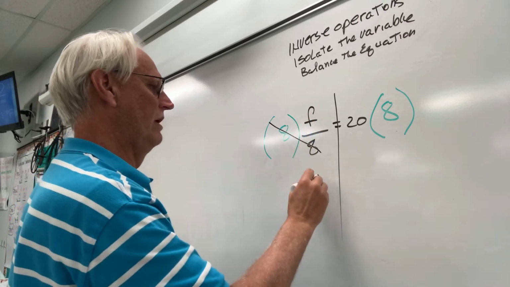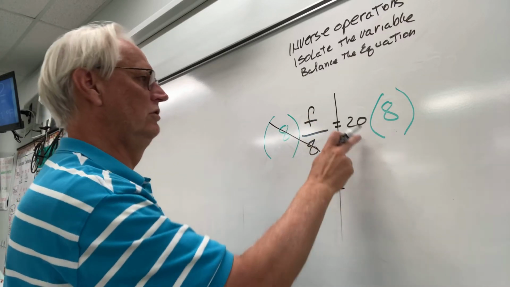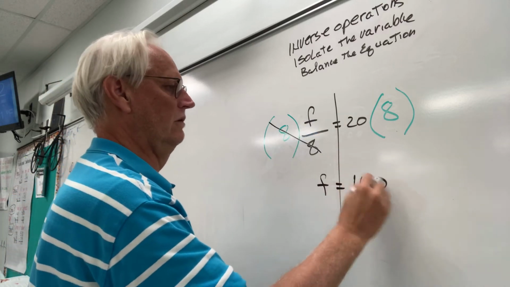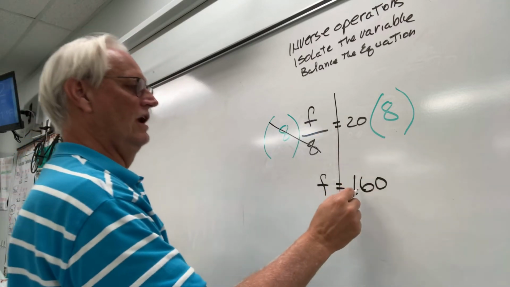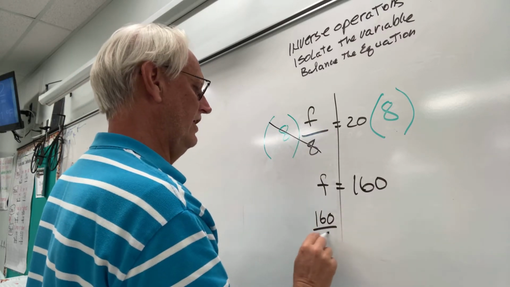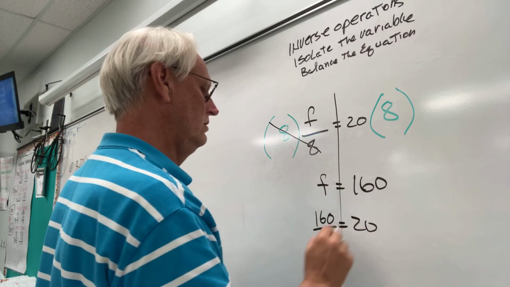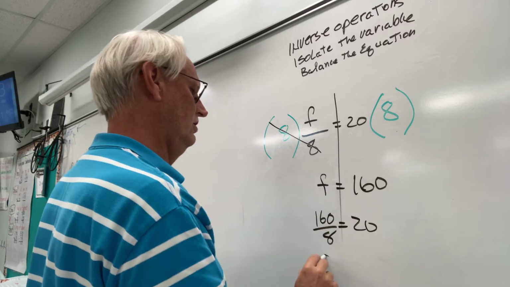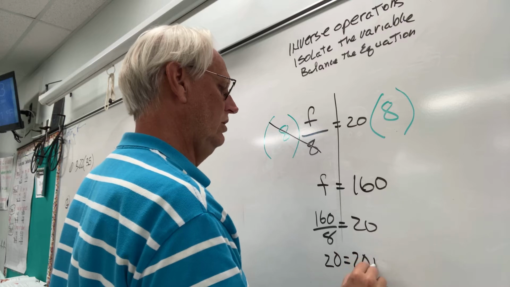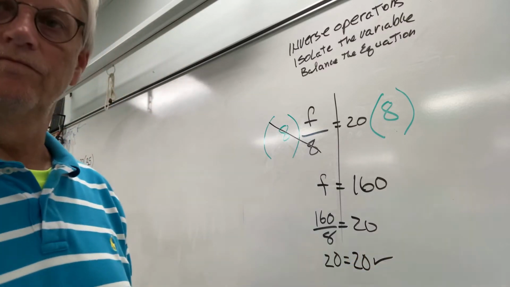Now I've isolated my variable, so I have f is equal to 20 times 8. Well, 20 times 8 is 160. So now I'm going to take this and plug it back in. So I know 160 divided by 8 equals 20. So 8 goes into 16, 2. 8 goes in there, 0. So 20 equals 20, and that's a true statement.